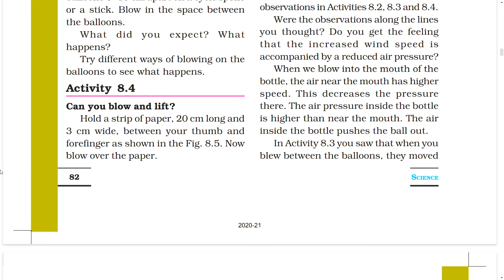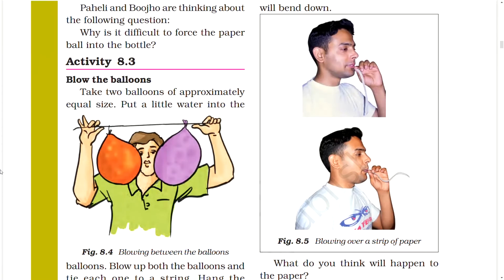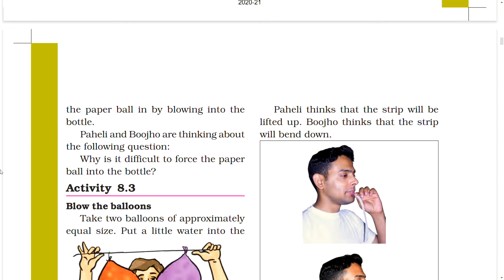Activity 8.4 Do this. Can you blow and lift? Hold a strip of paper 20 cm long and 3 cm wide between your thumb and forefinger as shown in the figure. Now blow over the paper. Paheli thinks that the strip will be lifted up. Bojo thinks that the strip will bend down.